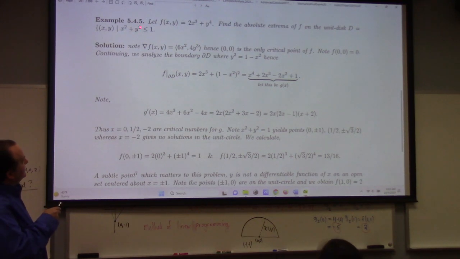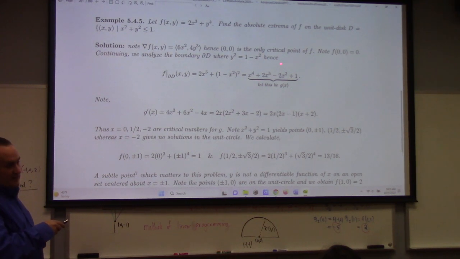See, because y squared is 1 minus x squared on the boundary. And my formula has a y to the fourth, right? So to convert this to just a function of x, all I have to do is look at that as y squared squared. And I straight up get this as the restriction of f to the boundary in terms of x. X turns out to be a nice parameter for the whole boundary in that regard. And then I can just do Calculus 1 on it.